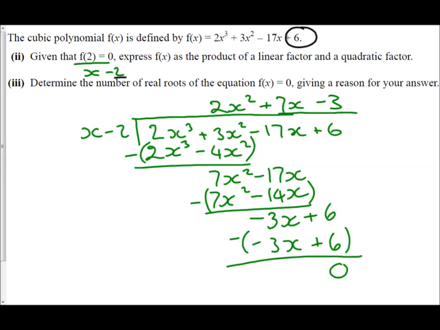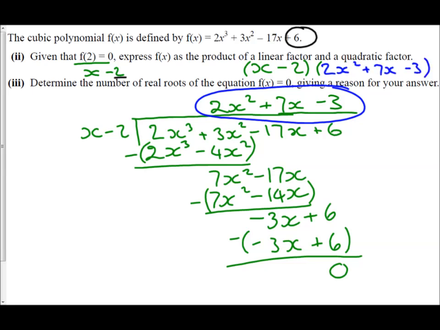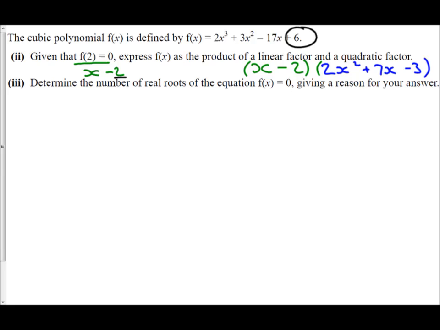So to finish off the question, it says express f of x as a product of a linear factor and a quadratic factor. So just dividing isn't enough. I need to read the question again at the end and make sure I have fully answered the question. My linear factor is going to be x minus 2, and my quadratic factor is just going to be the answer to my division, the quotient, which is 2x squared plus 7x minus 3. We have a final question.